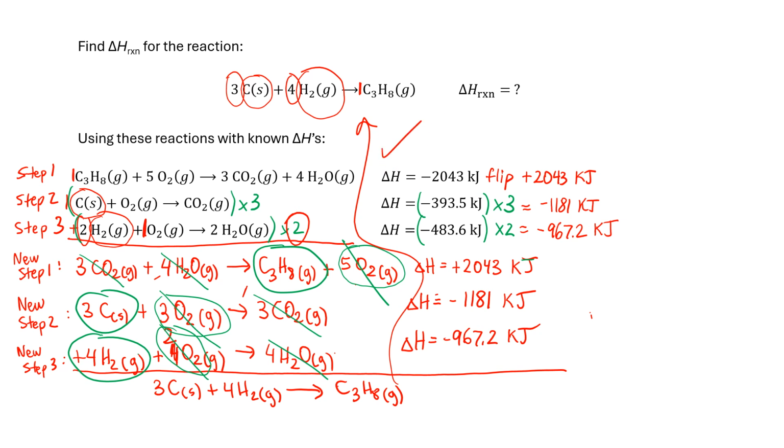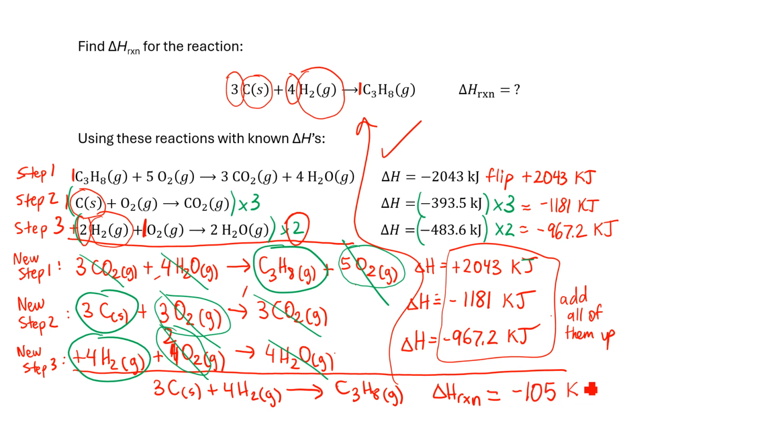The only other thing we need to do is calculate delta H of the reaction, which is just adding up all of these. So add all these up, add all of them up. And when you add all these up, you should get negative 105 kilojoules. Okay?